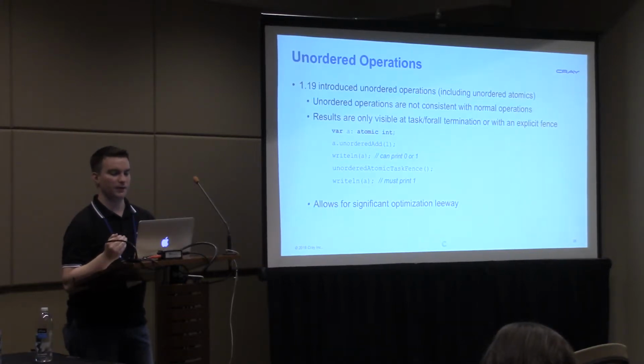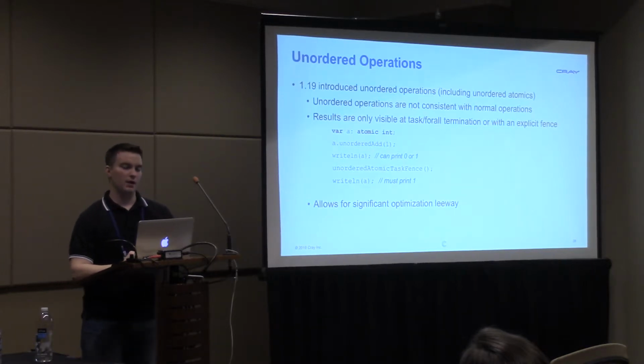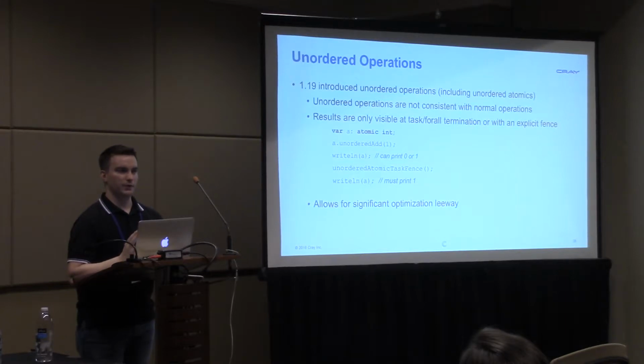Because you don't have a fence and there is no implicit or explicit fence. And then if you do an explicit fence, and then you read it again, the value has to be 1. And so, these totally blow away sequential consistency, but they allow for significant optimization leeway. And so initially we were looking at just implementing unordered operations with non-blocking operations. But what we discovered is that doing non-blocking transactions gave us maybe a 2 to 2.5x performance improvement, but we know that the network was capable of more.